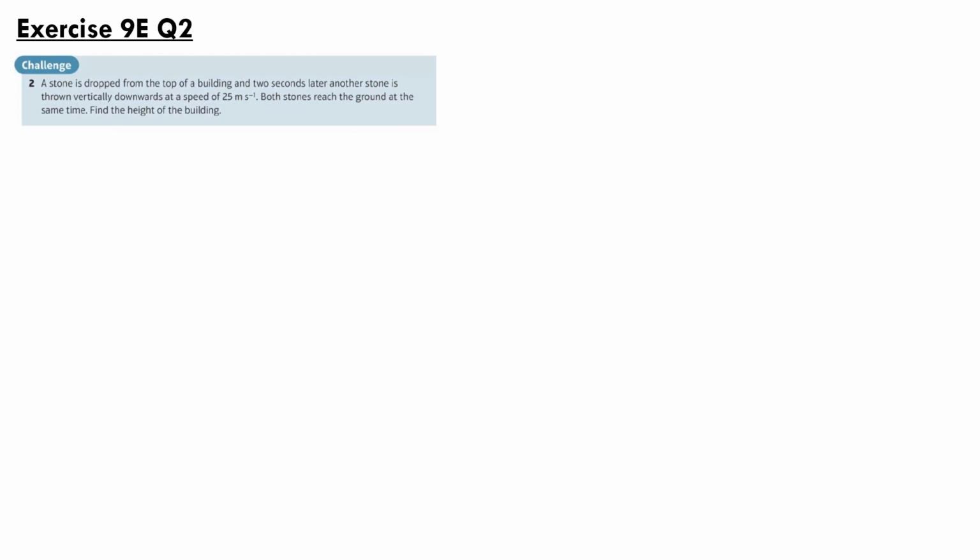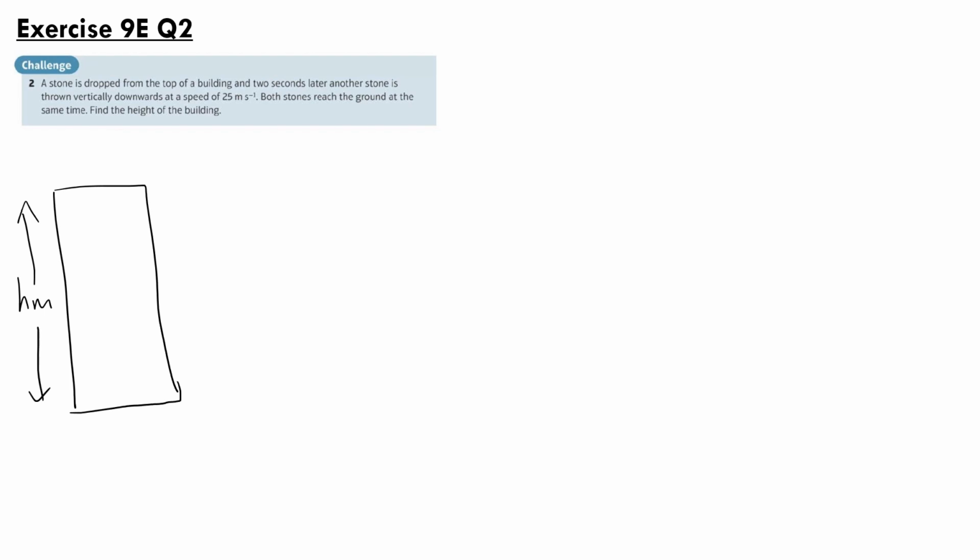Okay, so again, if we draw a diagram, so this is our building here, and we can call the height of this building h meters. So we have a stone which is dropped from the top of a building. So I'll draw that in blue, and let's call this one A. And we have another stone which is thrown downwards, and we can call this one B. And this is thrown downwards with a speed of 25 meters per second. And A starts from rest.